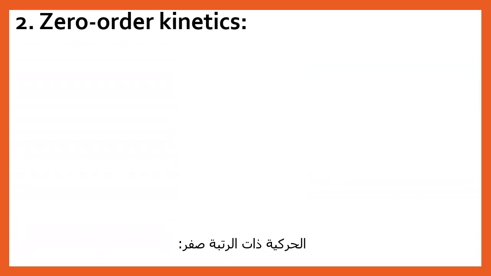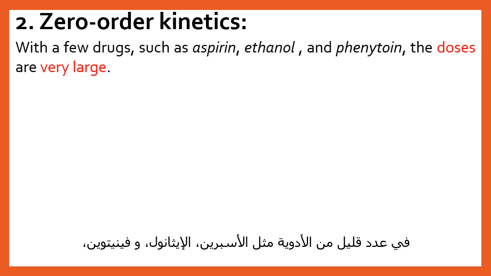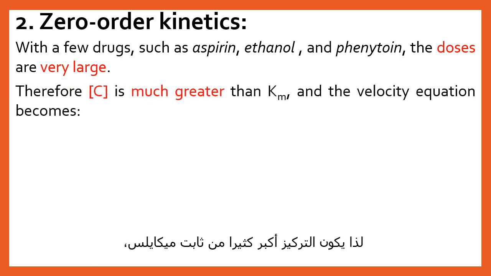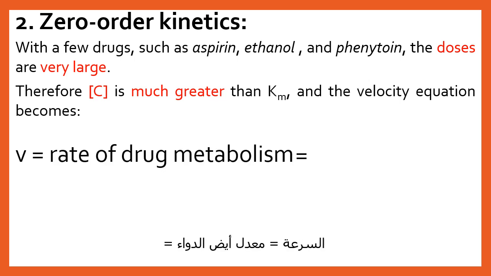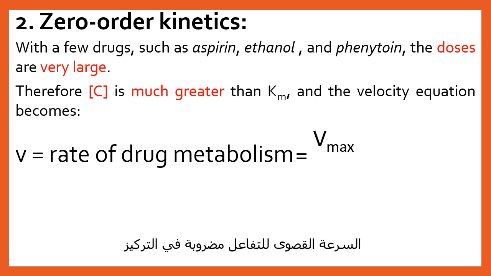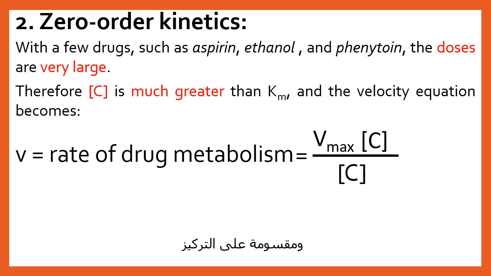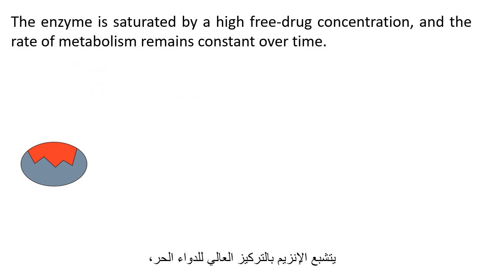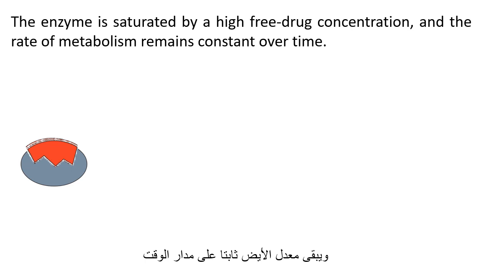Zero-order kinetics. With a few drugs, such as aspirin, ethanol, and phenytoin, the doses are very large. Therefore, C is much greater than Km, and the velocity equation becomes V, which equals rate of drug metabolism, equals Vmax multiplied by C and divided by C. So it equals Vmax.